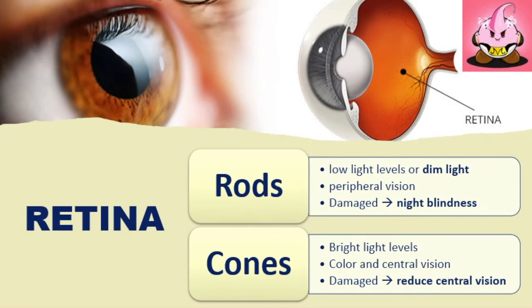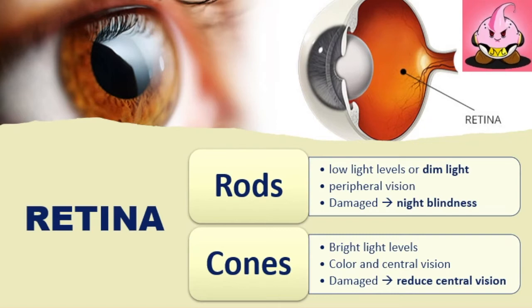So class, your rods would work at low light levels and provide peripheral vision. So you need to remember low light and then peripheral vision. It's either working on low light levels or dim light. Damage to your rods would lead to night blindness. Okay, so we also need to remember that the rods would contain the protein that we refer to as rhodopsin.